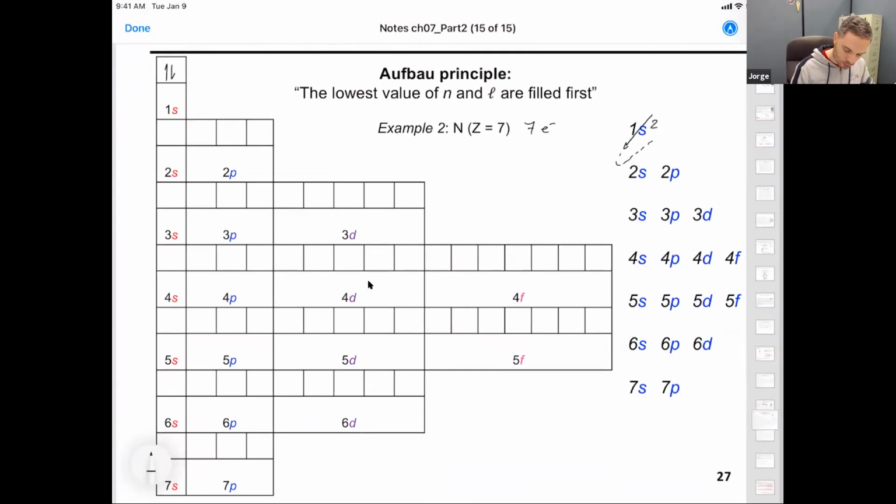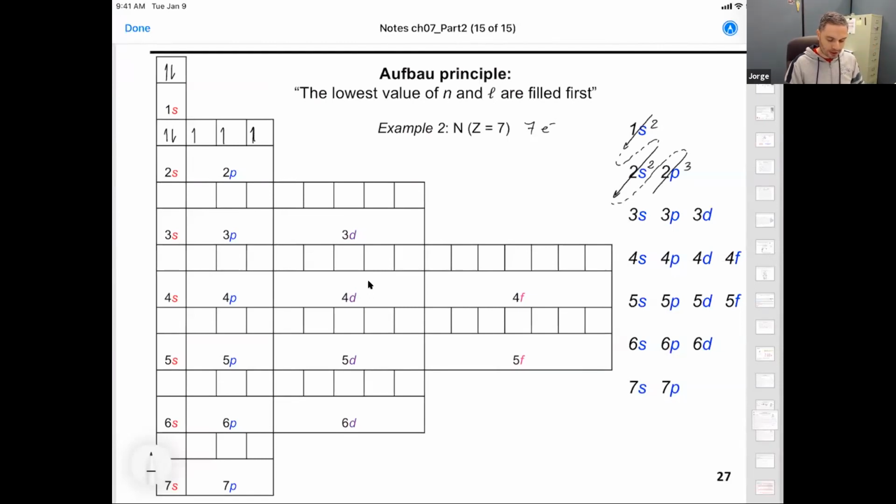The next one is the 2s, 2 electrons here, one up and one down. So far we distributed 4. To get to 7, we need 3 more. The next shell to be filled is the 2p, and it will house 3 electrons. 1, 2, and 3. Okay.